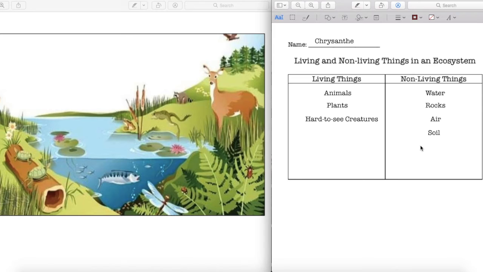And there's one more. The tricky part about this one is that it's not actually in the picture, but we know that it's there. That one is going to be the sun. Now we can't see the sun in this picture, and it might be in some of the pictures that we look at later, but the sun is definitely a non-living part of the ecosystem. Super duper important. I'm going to add in sun right there. Awesome. So it looks like we have written down some of the general living and non-living things that we might find in an ecosystem.